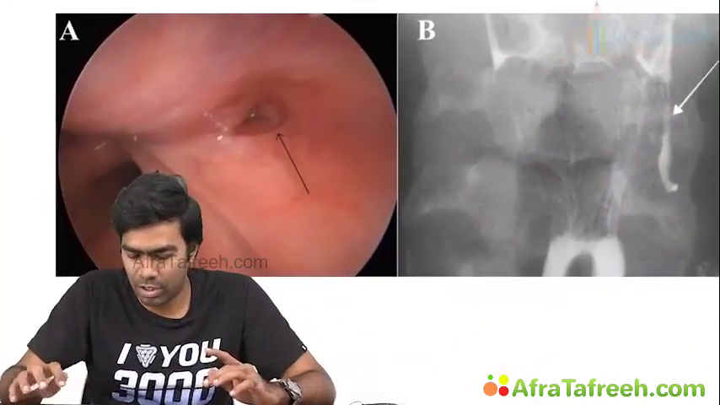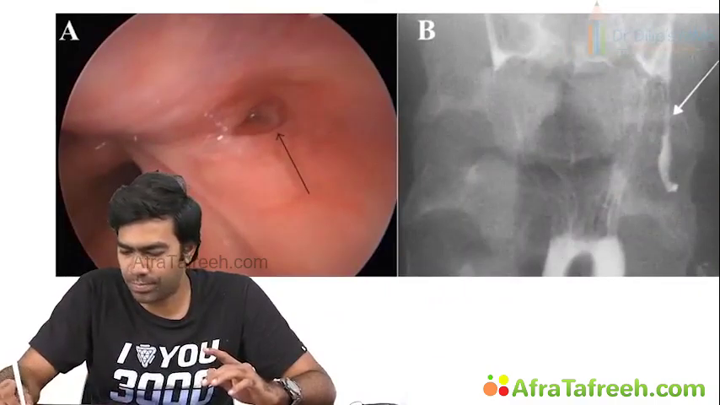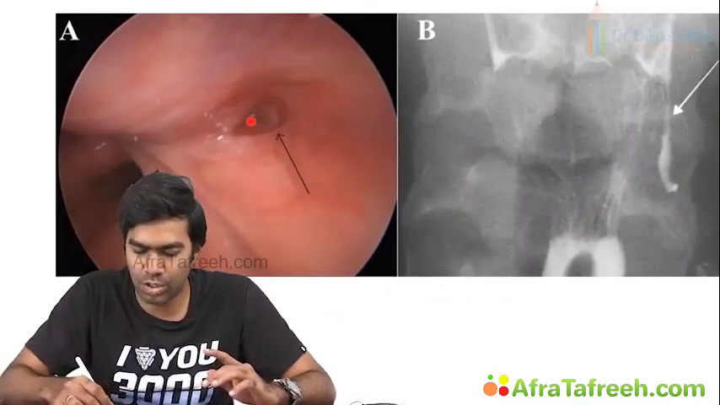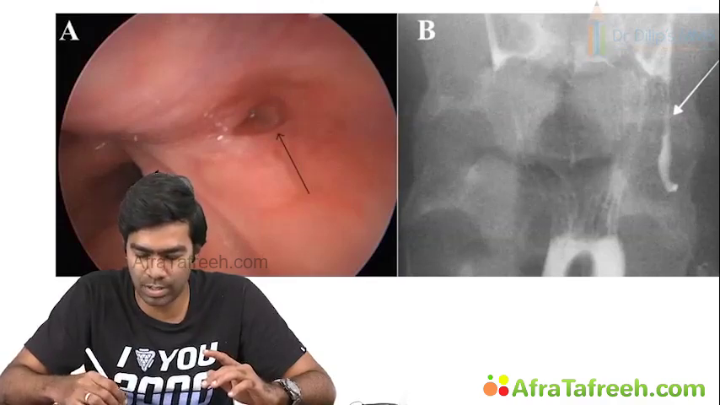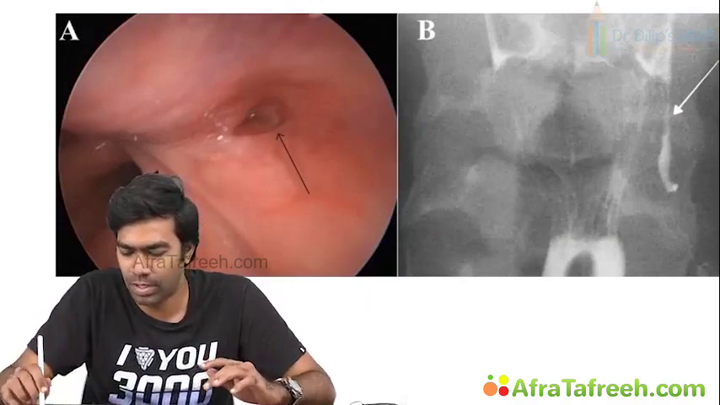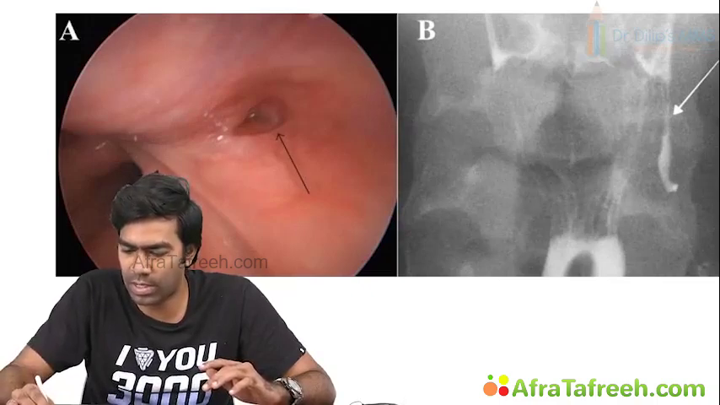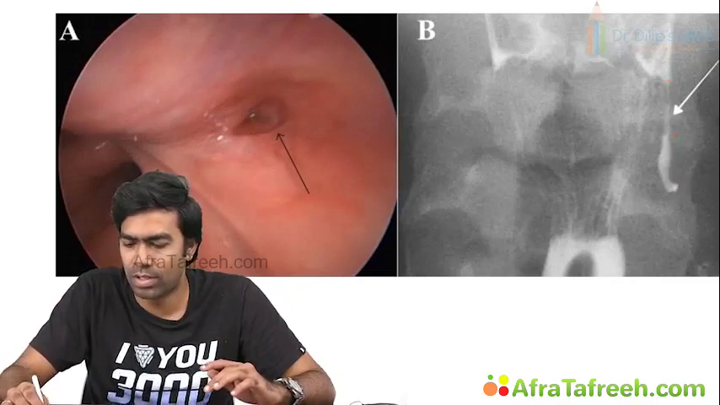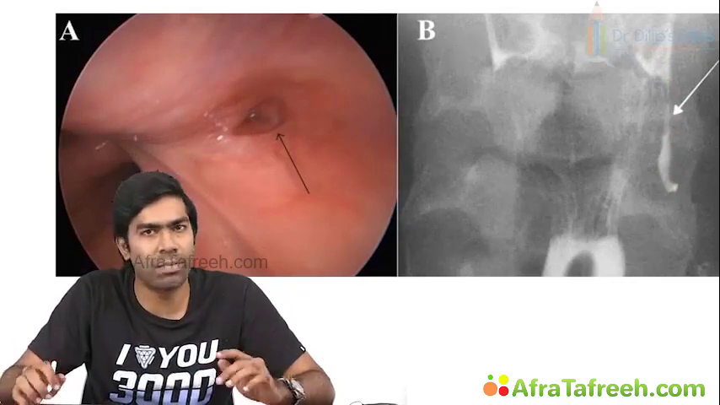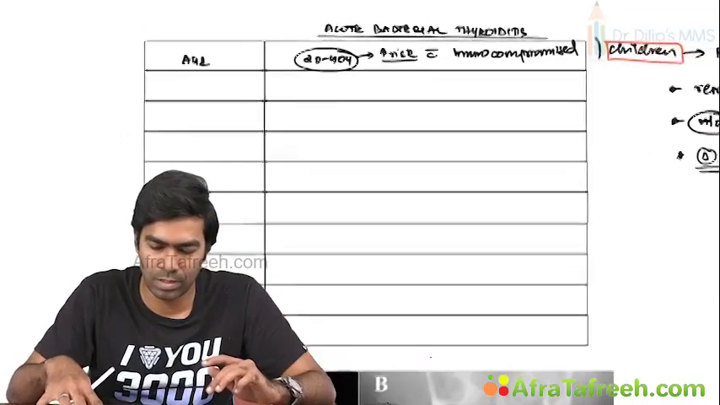So this is the image, this is the esophageal opening here, and this is the fistulous opening here. So this is the pyriform sinus, and you can see a fistulous tract here. This is the esophagus that is going down. And this is the barium swallow. In the barium swallow, you can see a fistulous tract from the pyriform sinus to the thyroid. So these images are very important for exams as well.